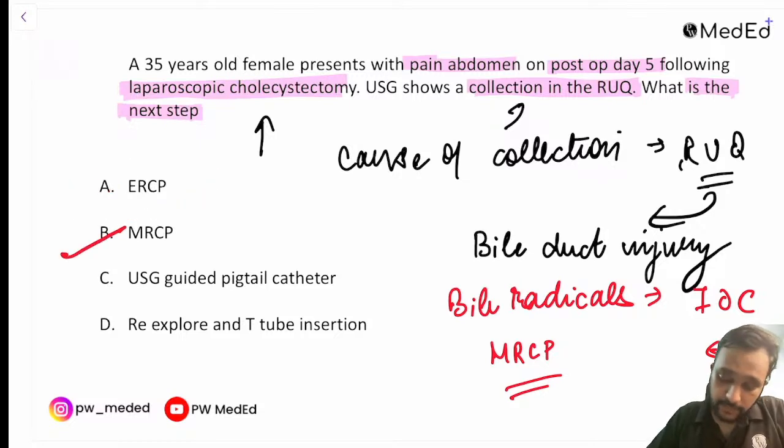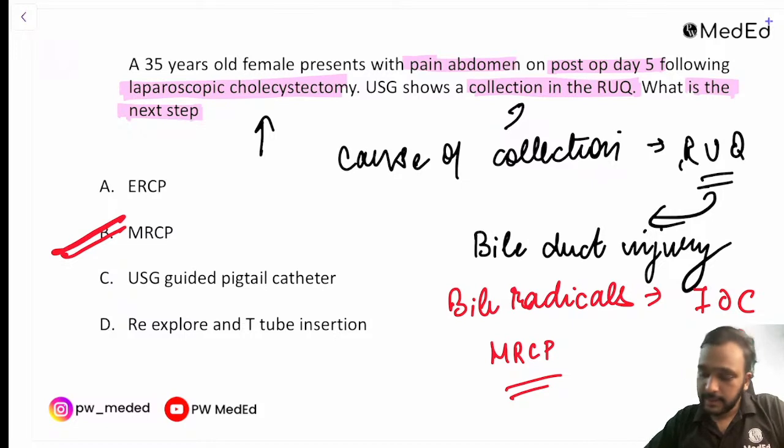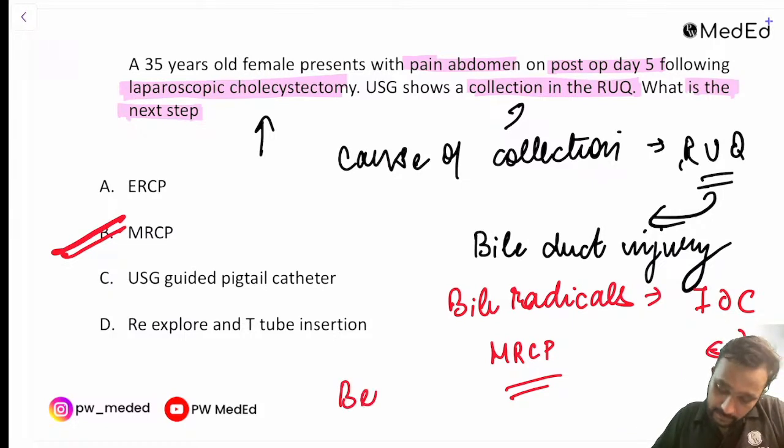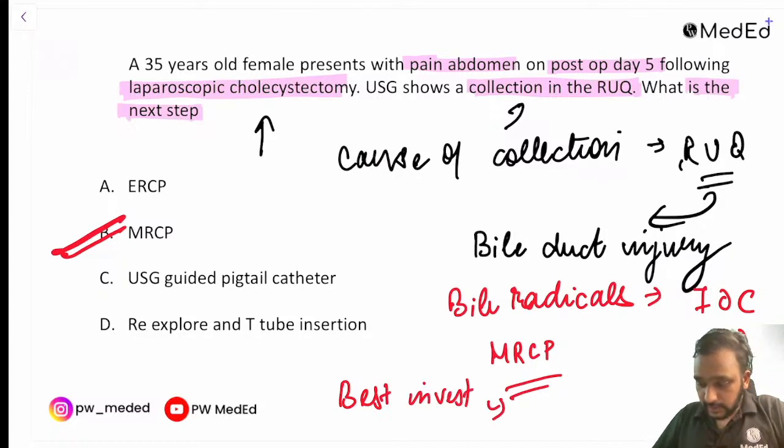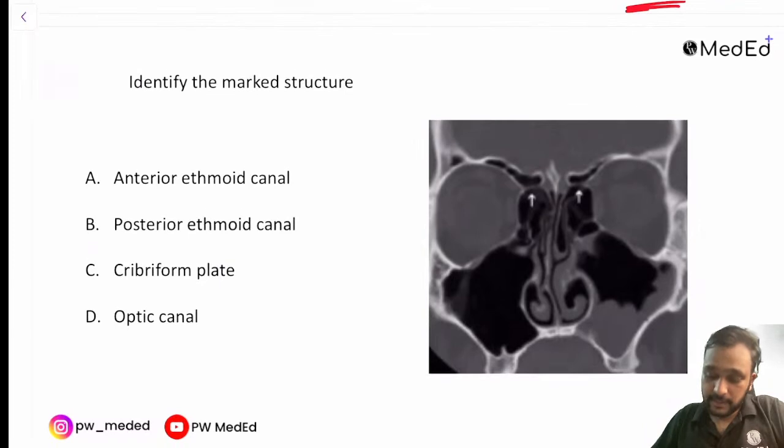We have to confirm that the leakage of bile is from the bile duct injury, right? Then what is the best investigation, or the most sensitive investigation? That will be your HIDA scan. HIDA scan will be the most sensitive or the best investigation.